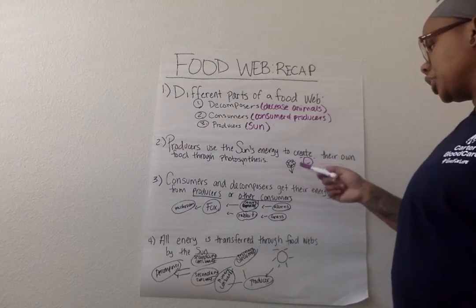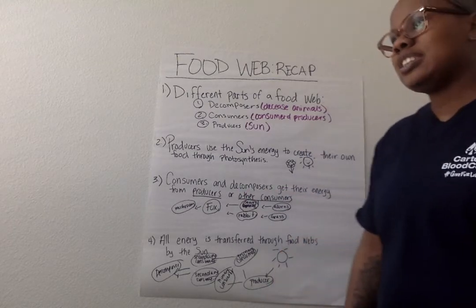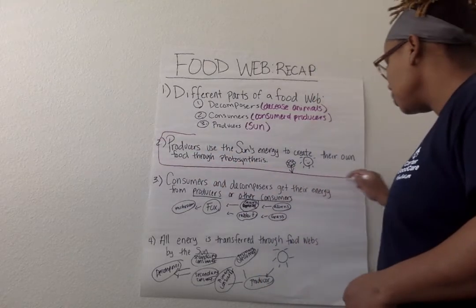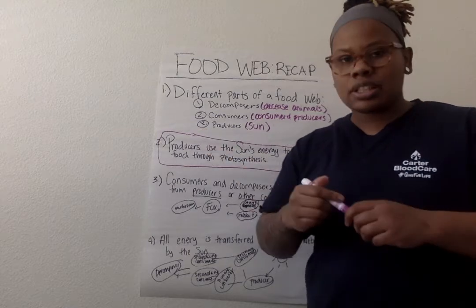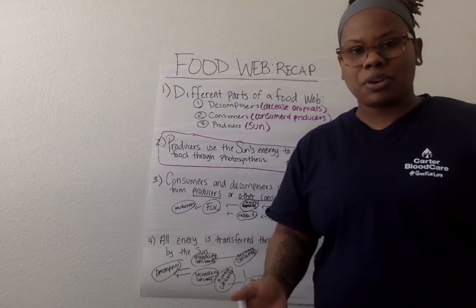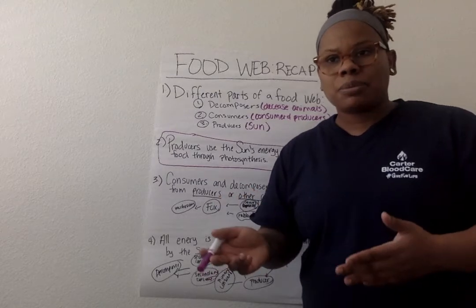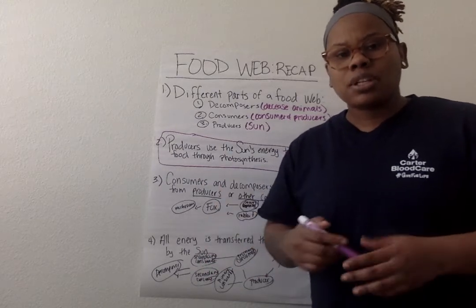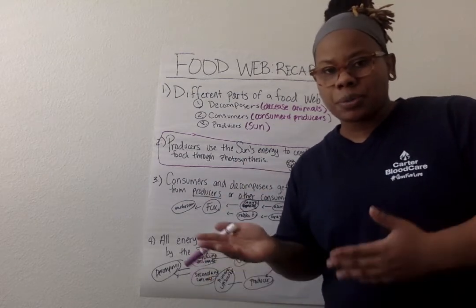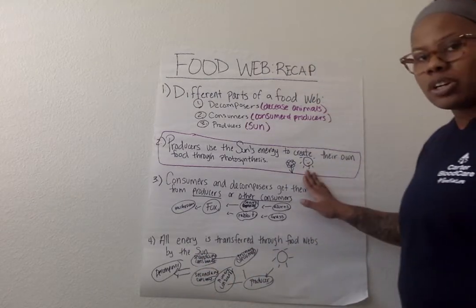Producers use the sun's energy to create their own food through photosynthesis. This is very important, and I say that because this is probably the most important part. When we think about consumers that only eat plants, if there were no plants for them to eat, there would be no primary consumers. Therefore, the food web would not be able to thrive because secondary consumers would not be able to have any food to eat, and decomposers would not have any energy transferred to them. So I would say this is the most important part of a food web.